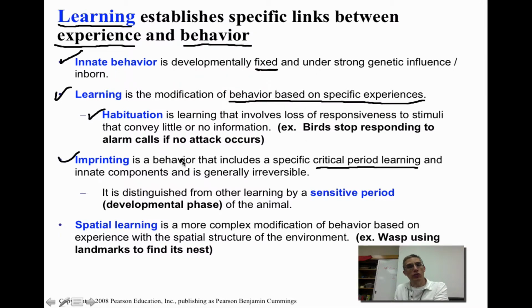Now, imprinting is going to be another type of learning behavior, but it usually occurs during some sort of critical period in the animal's life cycle. It does have an innate component as well, and it's usually irreversible. In other words, once the animal has learned something, it's not going to be able to take it away. A really good example of imprinting would be what you would see in a duck, maybe a goose, maybe a chicken.